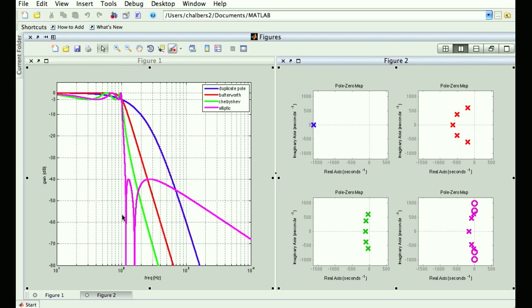This is only for analog filter design? Right. Right now we're just talking about analog filters. Okay, we can talk about digital filters. It's a different beast. All right.